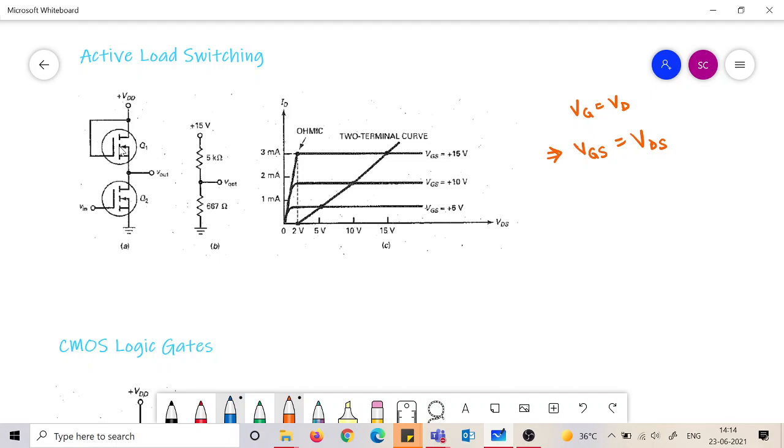This would happen for this particular Q1. Whatever is the VGS appearing here, the same is the VDS appearing here. So you have different VGS values here. The same VDS also you point out in the curve, and you draw a line through it.